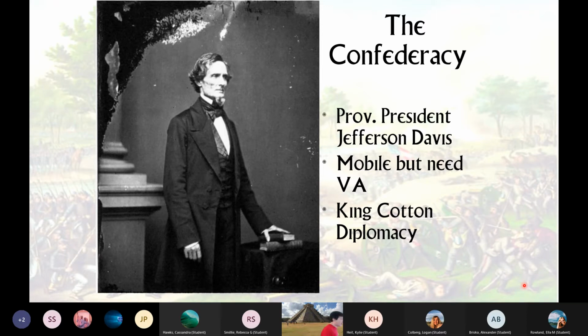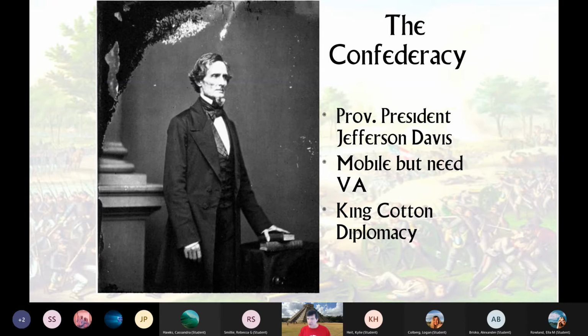They made Mobile, Alabama, the capital of the Confederacy, but it had to be Virginia. They needed to get Virginia into the Confederacy. It was the richest, the most populous state. So as soon as Virginia is going to come in, they're going to move the capital to Virginia. So we'll come back to that. But it's going to be in Mobile. And their program was immediately King Cotton diplomacy. That became the essence of it.